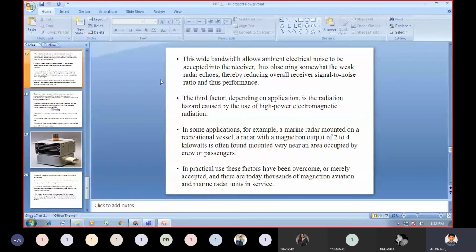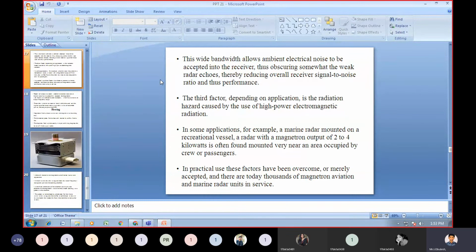The third factor, depending on the application, is the radiation hazard caused by the use of high power electromagnetic radiation.